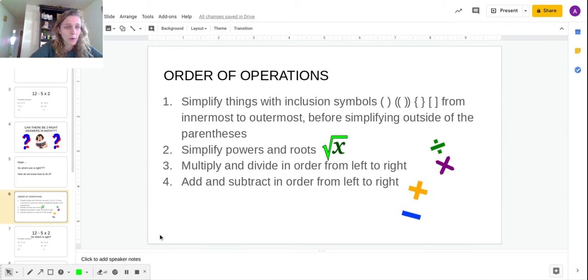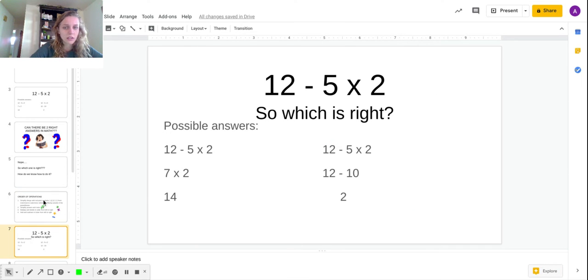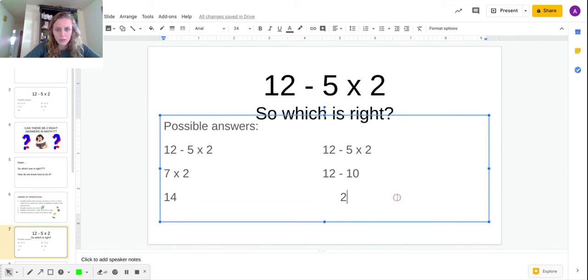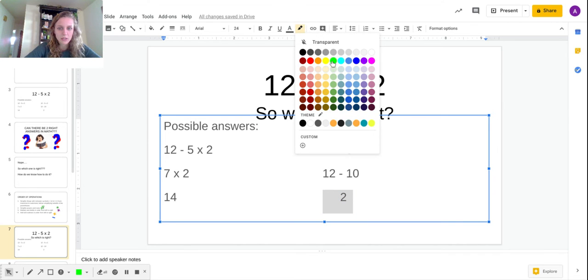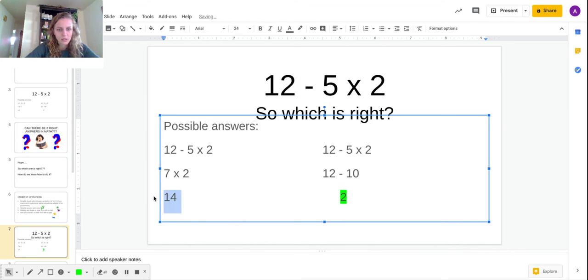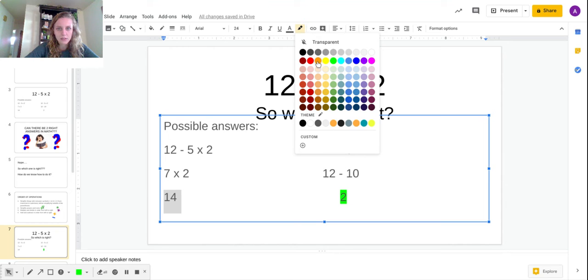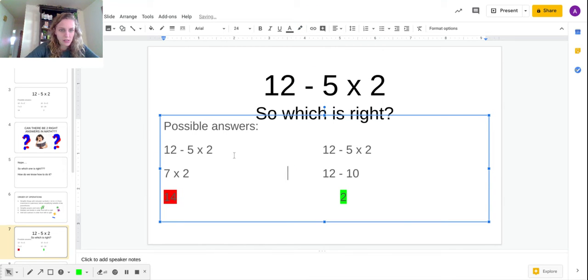I'm going to post this PowerPoint so you can come back and refer to this slide if you need it later. But based on our order of operations, which answer is right? This one right here, 2. 2 is the correct answer because you need to multiply first. So this one's right. This one is incorrect. This one does not follow order of operations, whereas this one does.